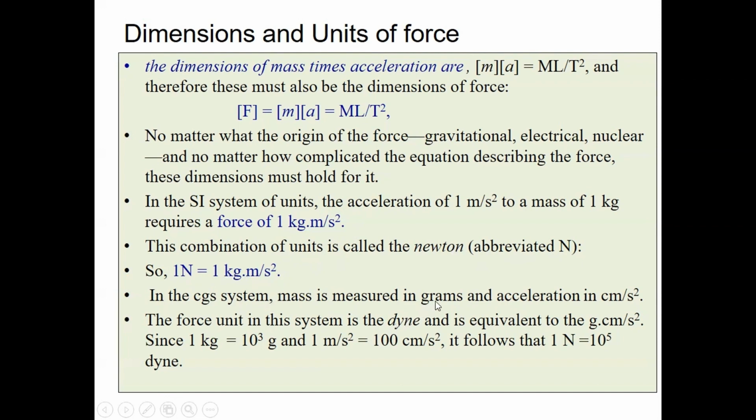In the CGS system, mass is measured in grams, acceleration is measured in centimeters per second square, so force in this unit system is dyne. It is equal to gram centimeter per second square, and 1 kilogram is 10 to the power 3 grams, and 1 meter per second square is 100 centimeters per second square. So 1 Newton is 10 to the power 5 dynes.